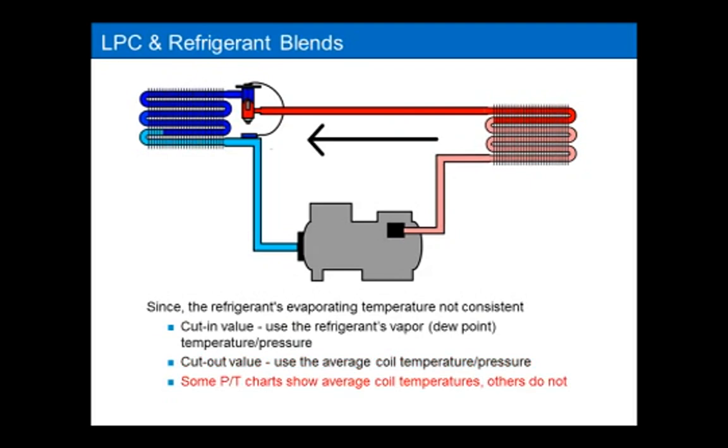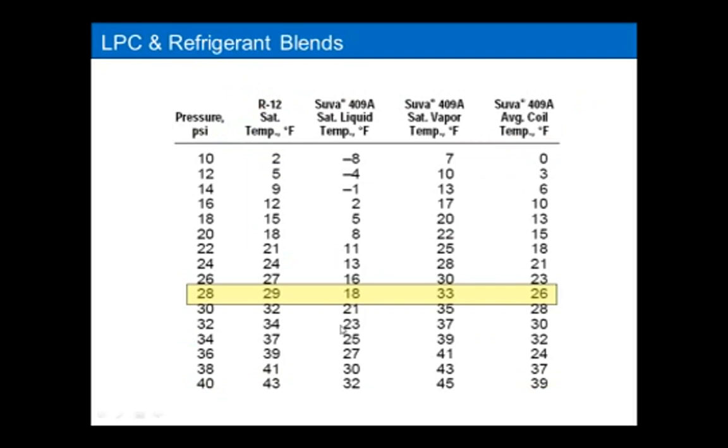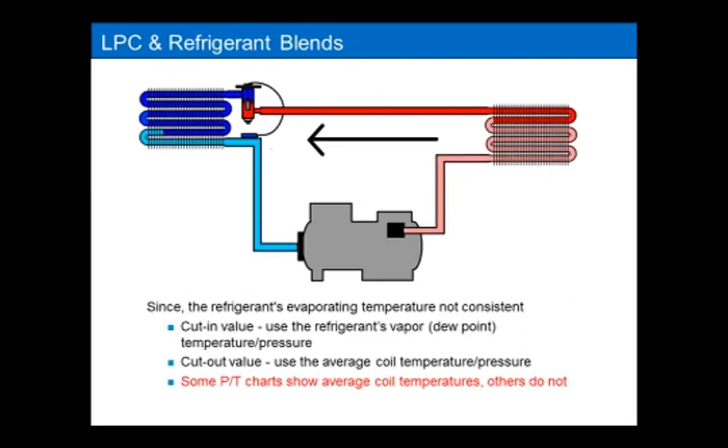Some charts do show this average condition. If you look at some charts, like this example here, it'll show you that at 28 psi, 409A, which is a blended refrigerant, shows the average coil temperature right here. It shows the saturated liquid, which would be the bubble point. This would be your dew point, and this would be the average. So if you have a PT card for the refrigerant you're working with that has the average, then you would want to use the average value for cutout.